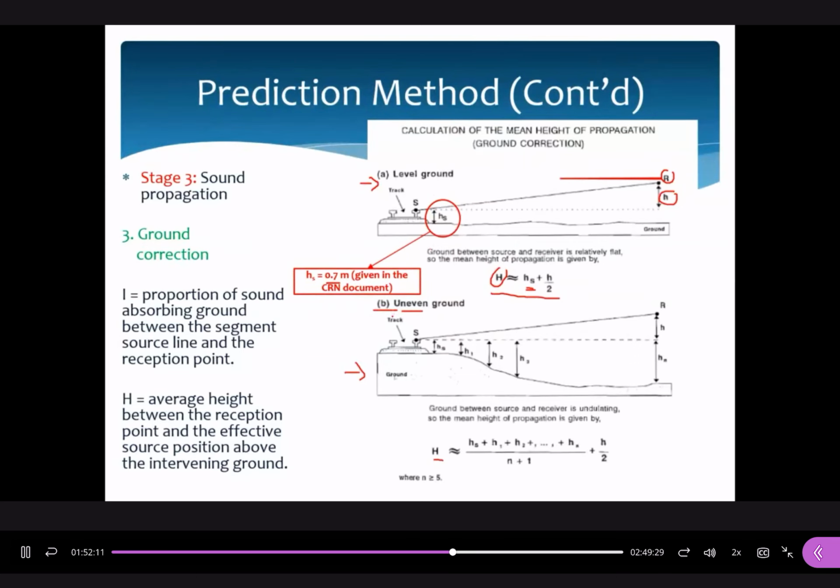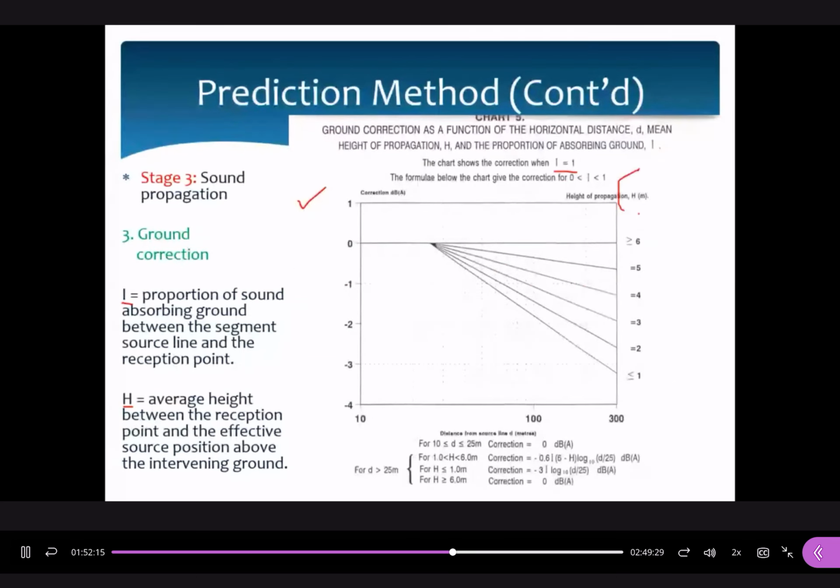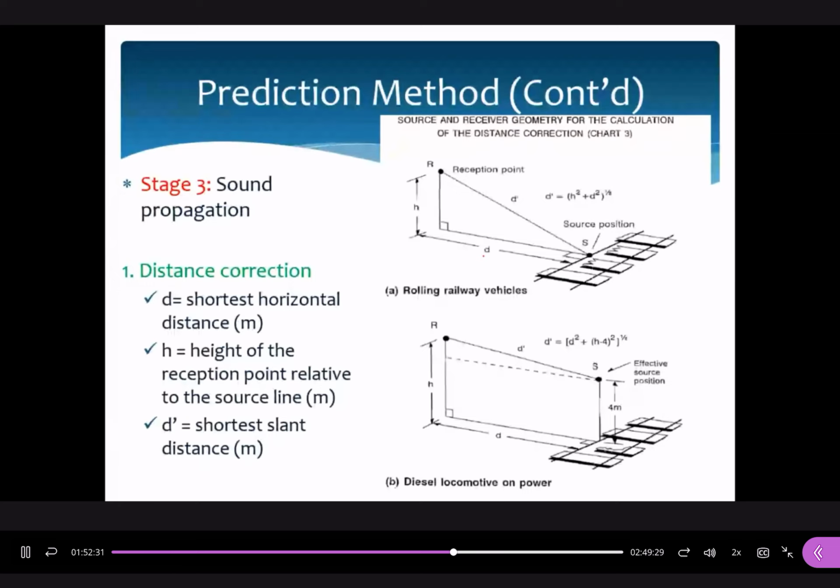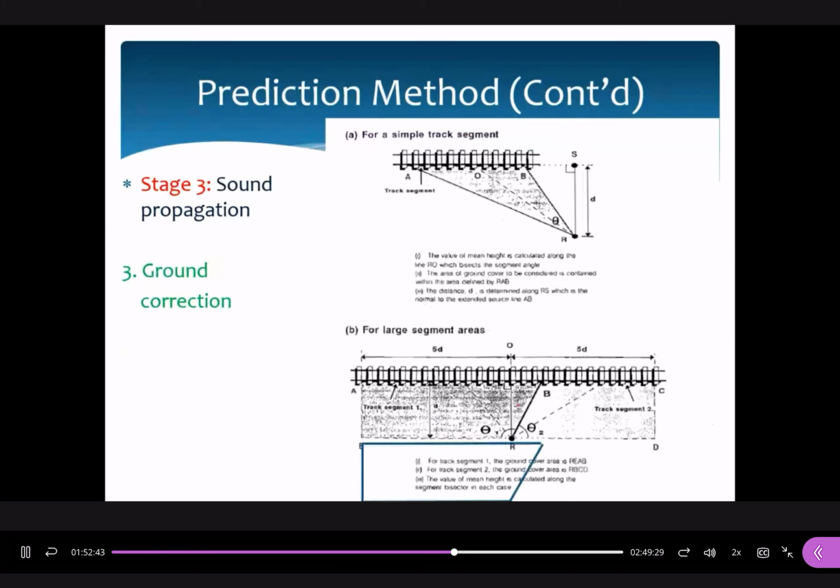Now when we get the value of H, it is on the right-hand side, and the horizontal line here is the distance from the source line, D. What's D? This is D, the horizontal distance between the source and the receiver.